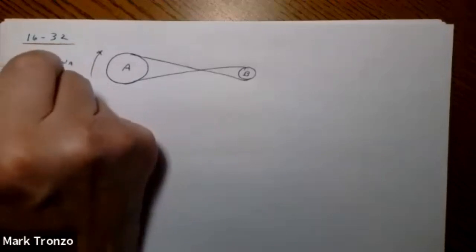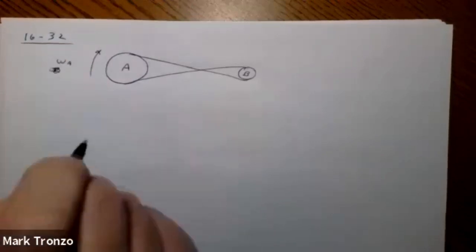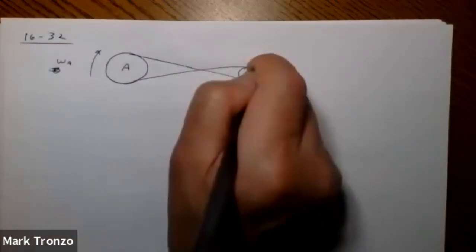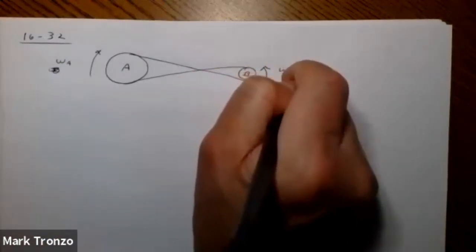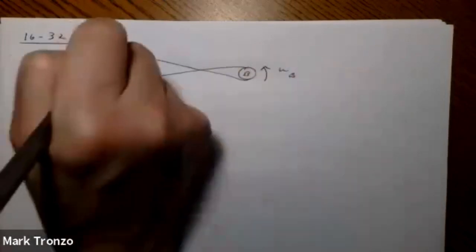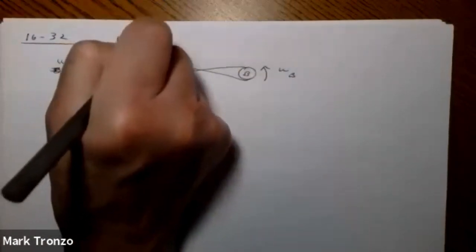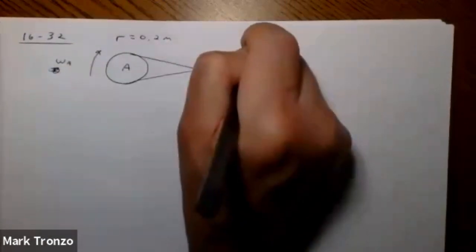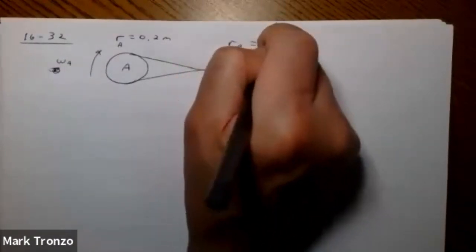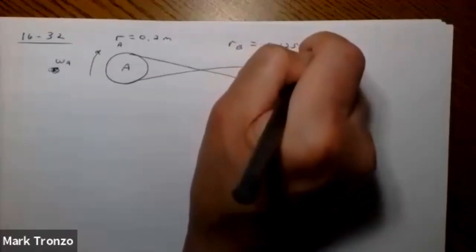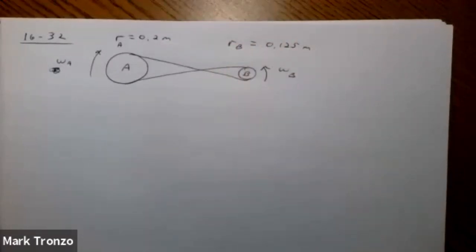And so this is moving in this direction. Again, because the belts are flipped, this one is moving in this direction. A has a radius of 0.2 meters, and the radius of B is 0.125 meters. And so once again, we're given some information at A, so might as well start with it.